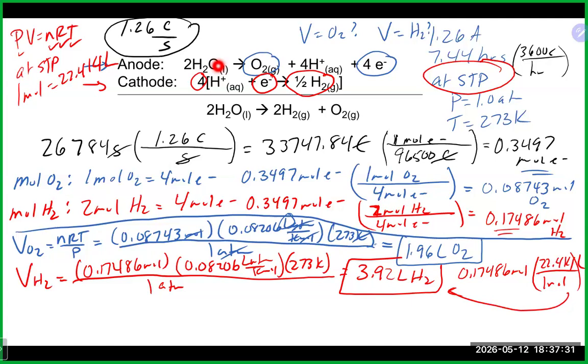A reminder that you can only use that number if it is at STP. You cannot use that conversion of 1 mole equals 22.414 liters if it is not at STP. So it's got to be at STP in this case. Any questions on that there? If I take the volume of hydrogen divided by the volume of oxygen, I end up with 2. Yes, so twice the amount. Yeah, there in that case.